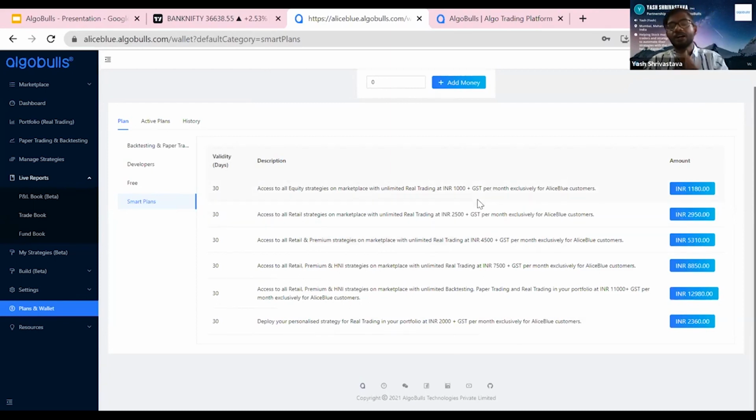So we have various different plans depending on which kind of strategy is best for you and what your trading style is. Based on that, we can discuss how the plans are going to work out.